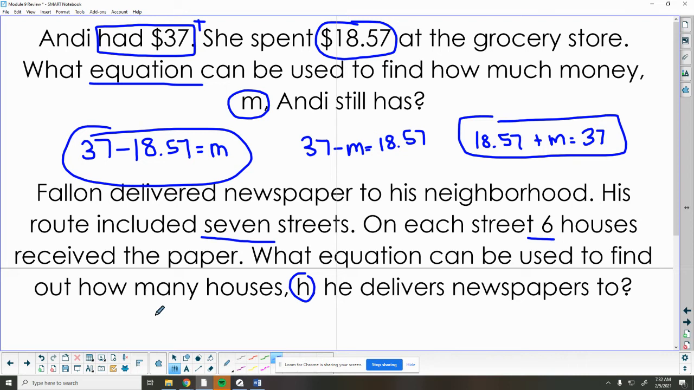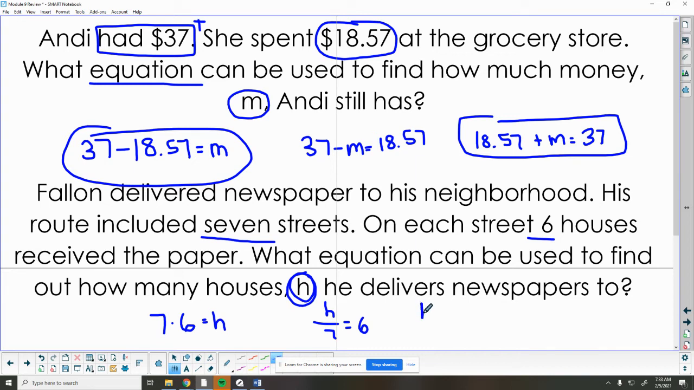So we can say, right, he has 7 streets. They each have 6 houses. This is his total number of houses. So I'm hearing that this is our total. H is the total. So if I do the opposite of multiply, I can take my total, here's all my newspapers, I could divide it by the 7 streets to give 6 on each street.